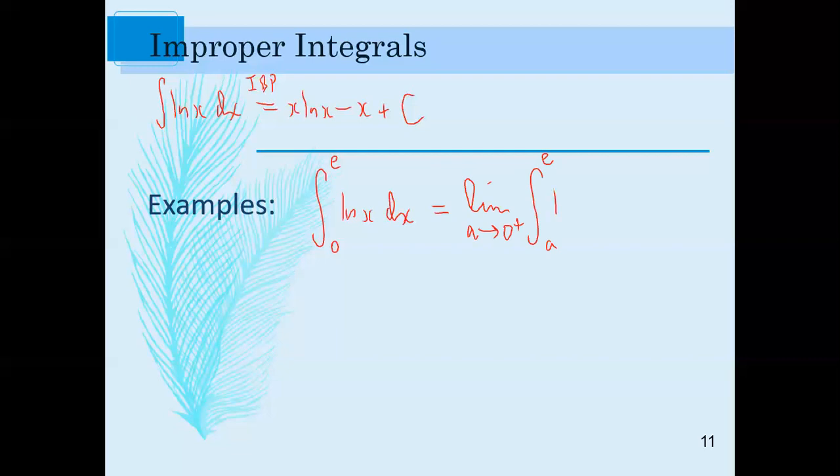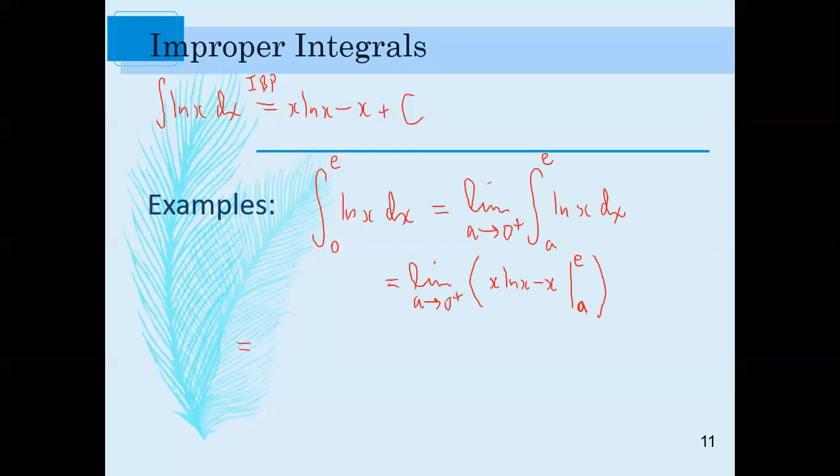And this is logarithm of x dx. Now we have no issue with plugging a into the function logarithm of x, but we need to find the antiderivative first. So this is going to be the limit as a goes to 0 from the right. What's the antiderivative of logarithm of x? x log x minus x. And this thing is being evaluated between a and e. Okay, interesting.